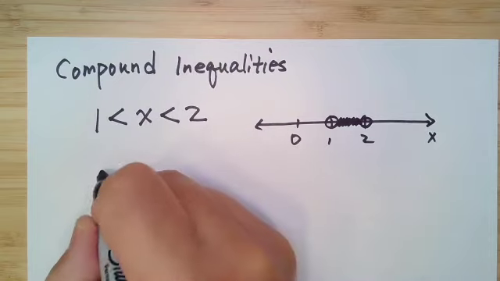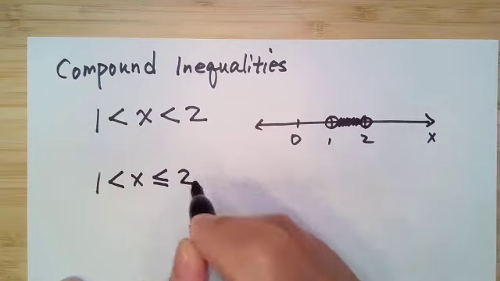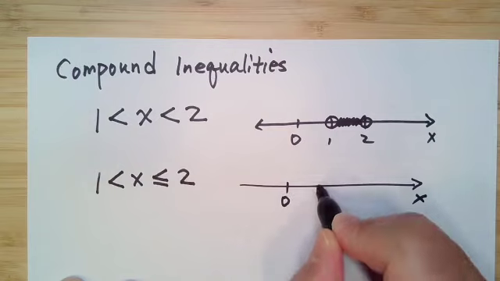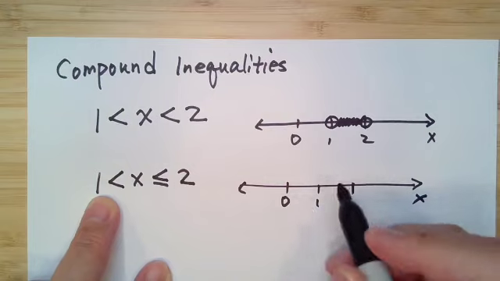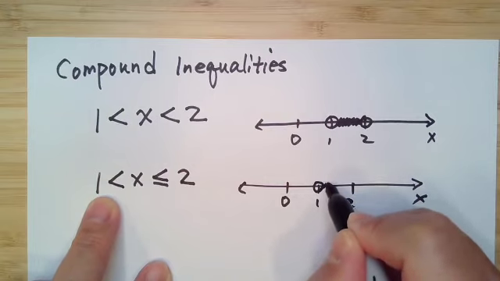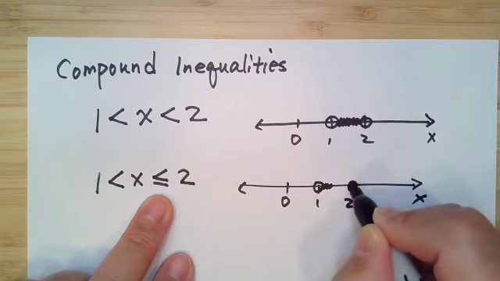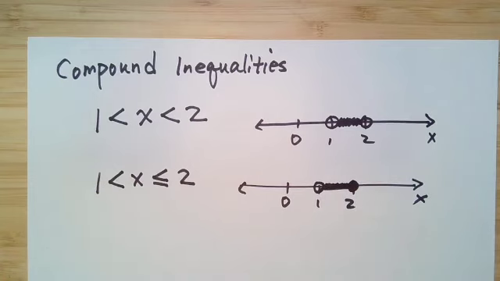What about 1 is less than x, less than or equal to 2? This is also a compound inequality. So that's 0 and 1 and 2, and x is greater than 1, so that's a circle, and then to the right of it, and x is less than or equal to 2, so here's a solid point, and then you shade this part. So that is a compound inequality. x has to be between 2 numbers.